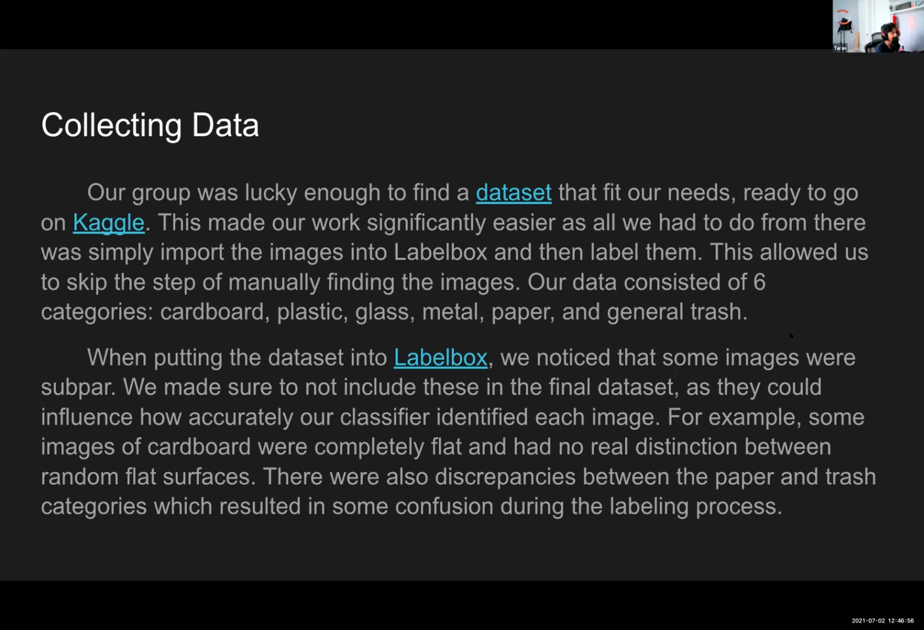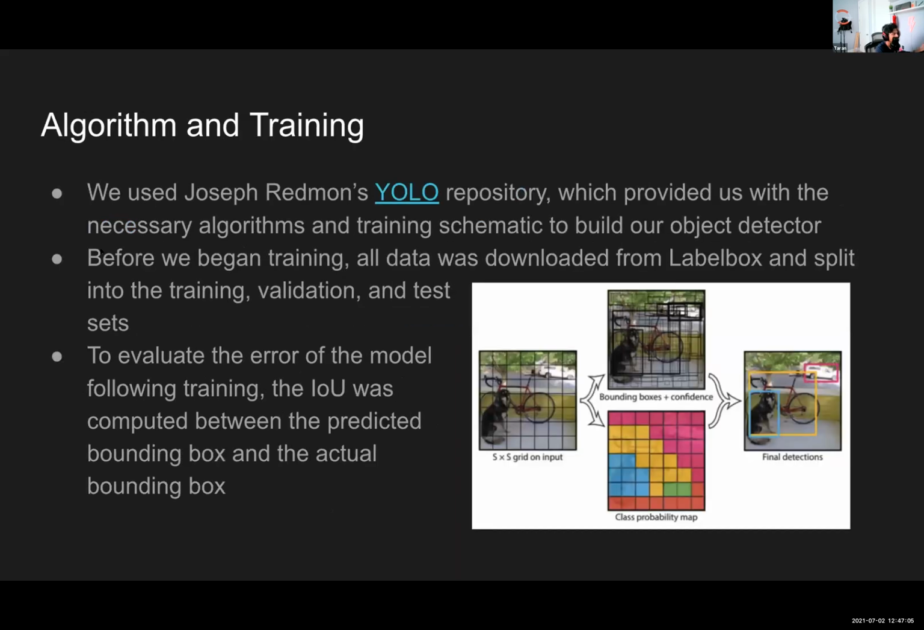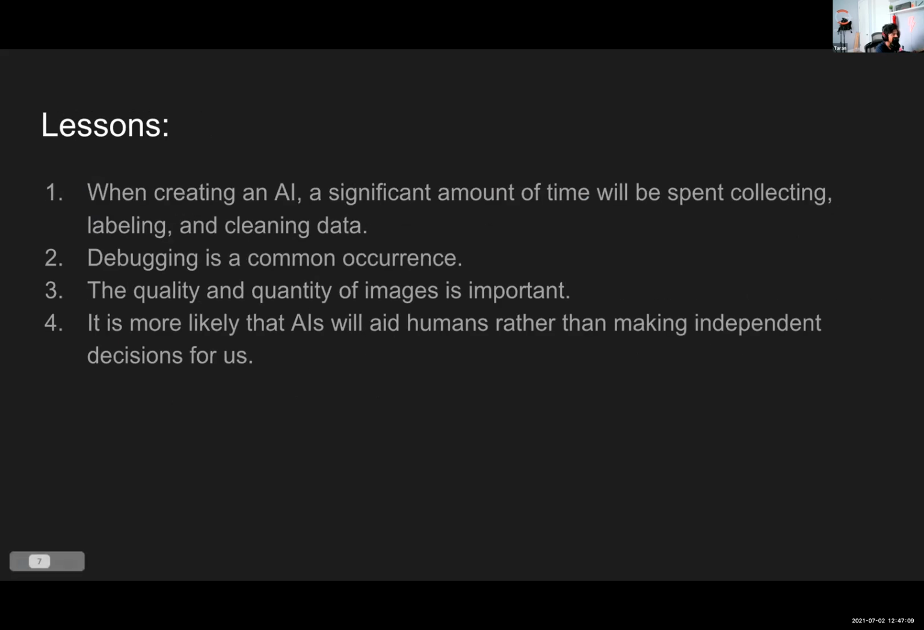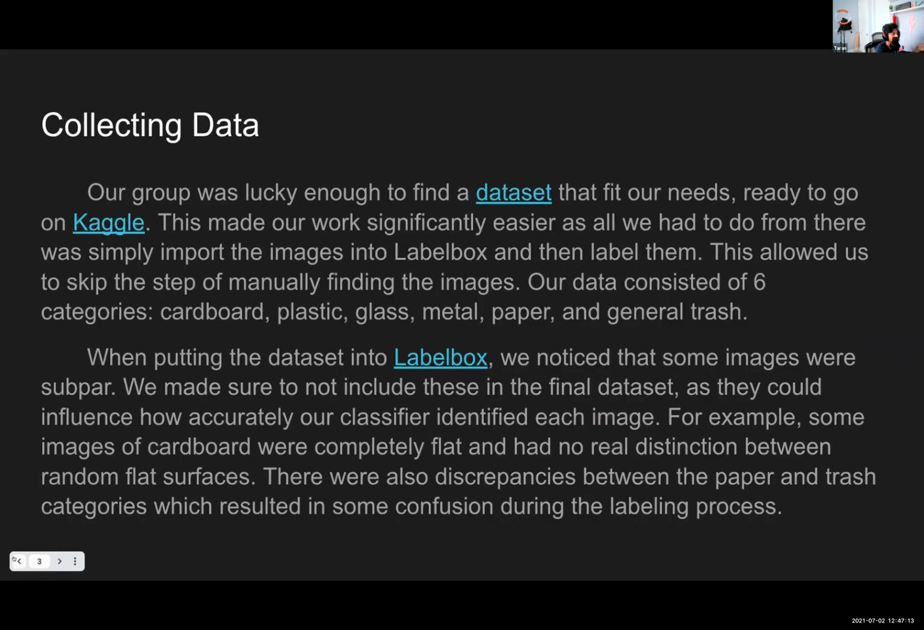To collect our data, our group actually got fairly lucky. We were able to find a ready-to-go data set that fit our needs on a site called Kaggle. This helped us a lot because it eliminated the step of manually finding the images. It also allowed us to get ahead because we were able to directly import the images from Kaggle into Labelbox and then start labeling. We labeled the images into 6 categories: cardboard, plastic, glass, metal, paper, and also general trash.